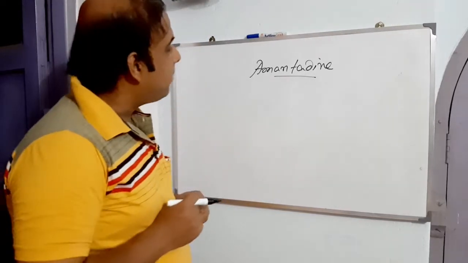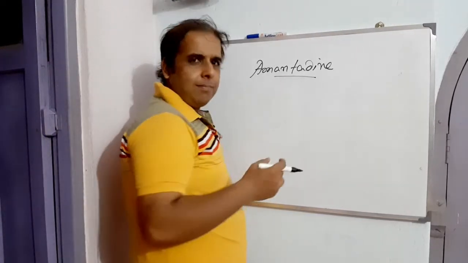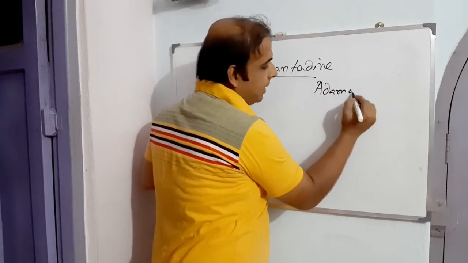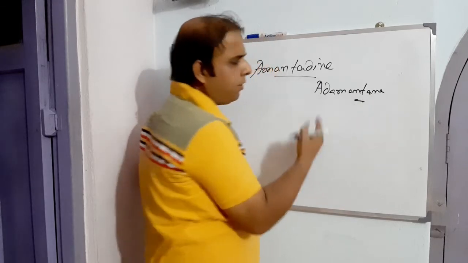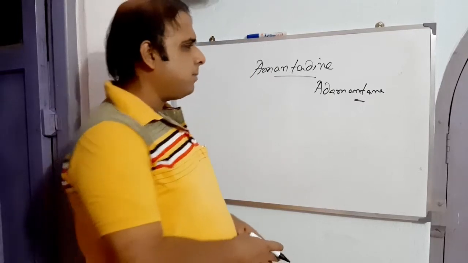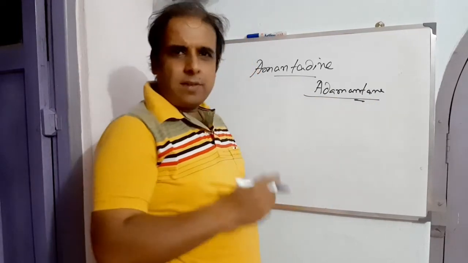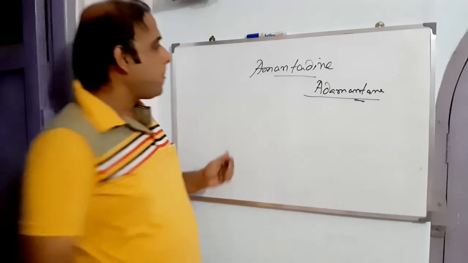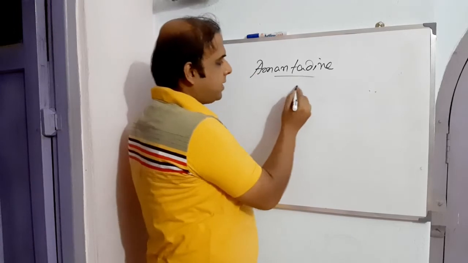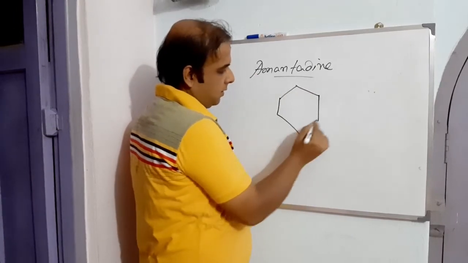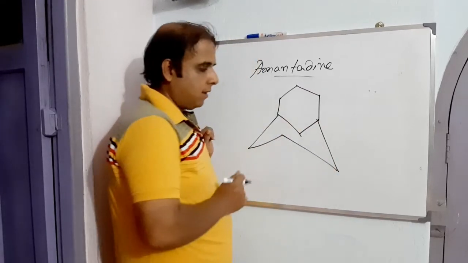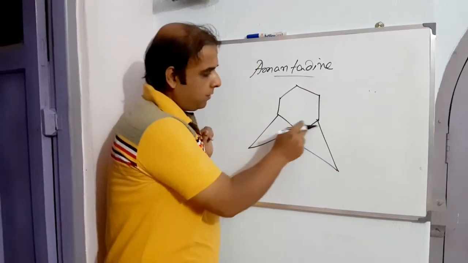Now, for amantadine, the common name for this tricyclic system, this is for your information only, is adamantane. You can find it in IUPAC as well, right? But if we are dealing with a tricyclic system, we'll not stick to this. We'll just try to frame the IUPAC name. So how does it go? Before that, let us just frame the structure, right? The structure is something like this. Cyclohexane. Another cyclohexane. 1, 2, 3, 4, 5, 6.